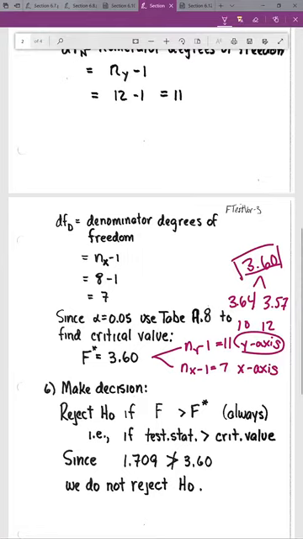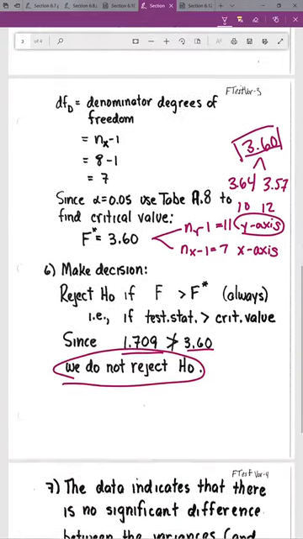We are going to reject our null hypothesis if F is greater than our F critical value. So by comparing our F test statistic of 1.709 and our critical value of 3.60, we can clearly see that our test statistic is not greater than our critical value. So this means we will not reject our null hypothesis.